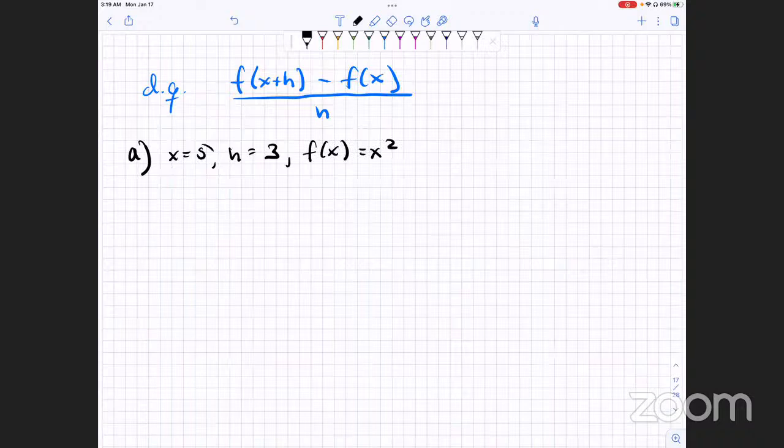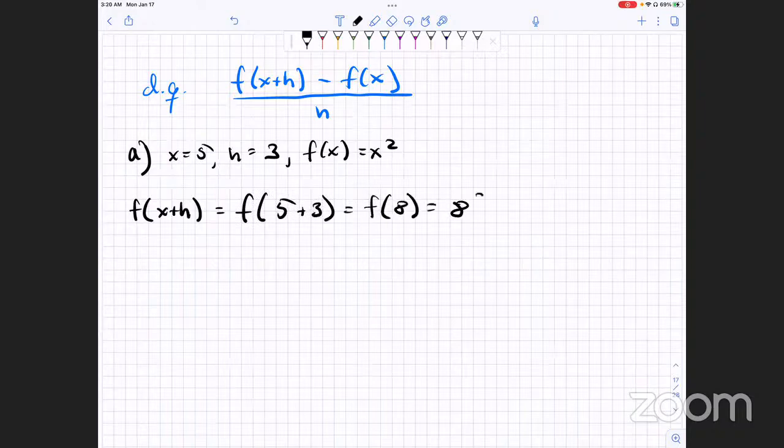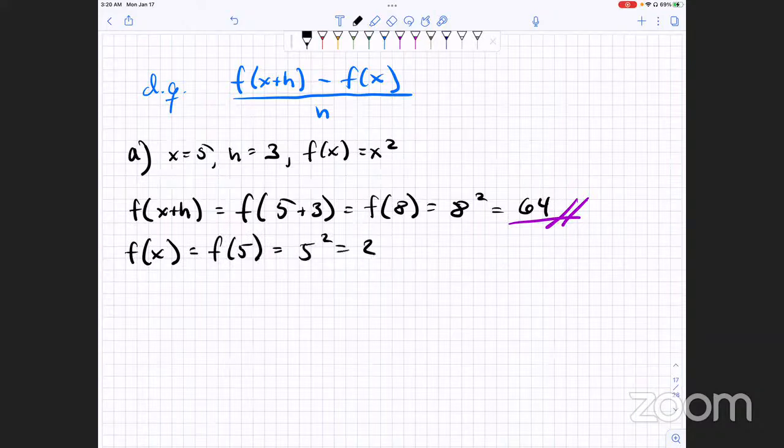So let's first find f of x plus h. That's going to be f of 5 plus 3, so f of 8. That's going to be 8 squared, which is 64. So that's our f of x plus h. Let's go ahead and find f of x. That's going to be f of 5. So 5 squared is 25. There's that part.